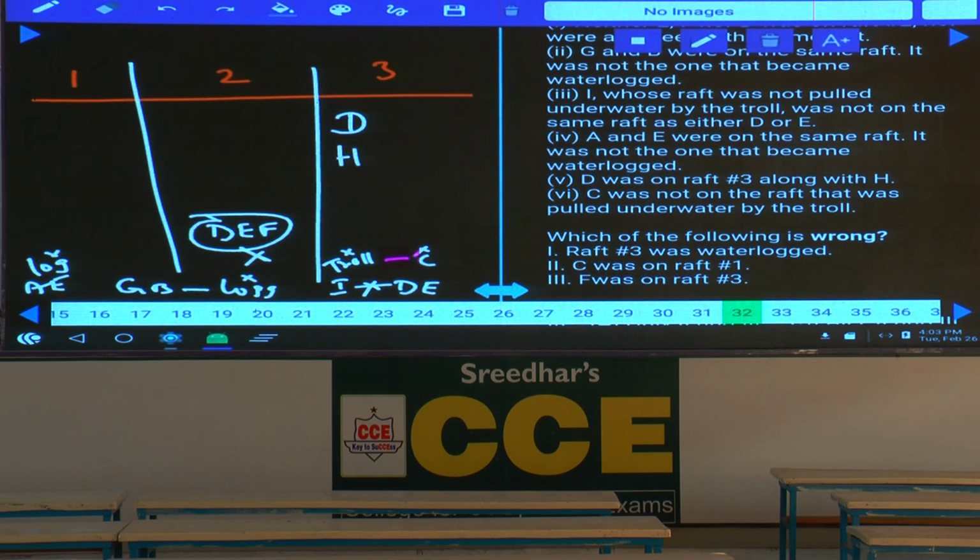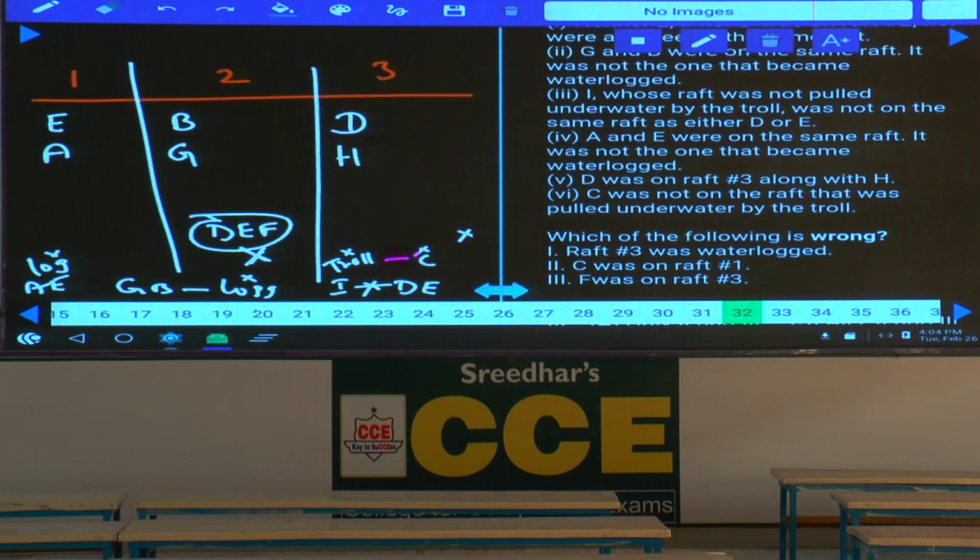E cannot be in raft 3, hence E must be in raft 1. If E is here, A and E being in the same raft, A will also be here. If A and E are in raft 1, and D and H are in raft 3, then G and B must be in raft 2. Are you following this or not? Now we were able to finalize 6 persons. D, E and F, all three, are not in the same raft.